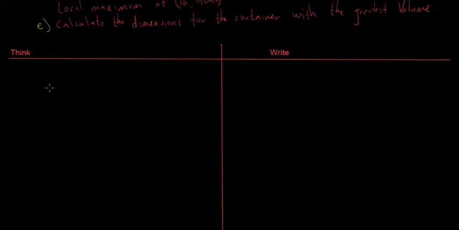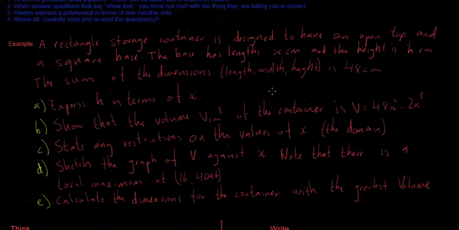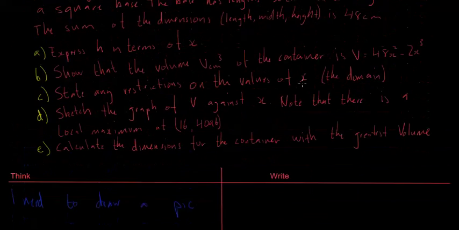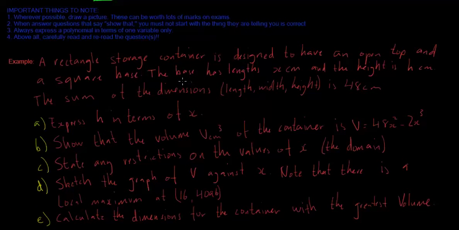So first up, before we even look at part A, B, C, D or E, we're going to get into drawing a picture. The first thing we need to think is, I need to draw a picture. What we're drawing is a rectangle storage container. The base has lengths x centimeters and the height is h centimeters. So in my mind, if the lengths are x centimeters, then there's going to be a square because both the length and the width are going to be the same, x. The height is going to be h centimeters.